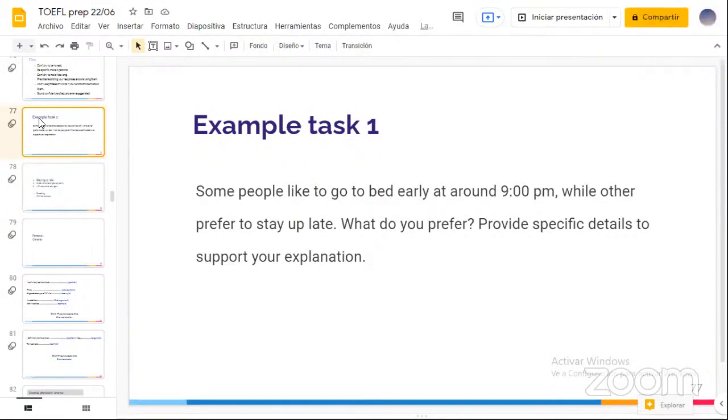I prefer to go to bed early because can I organize my day and I can be more productive in the morning. For example, if I get up to 8 o'clock, can I do exercise, take a good breakfast, and can organize what I do in the morning and also in the afternoon.